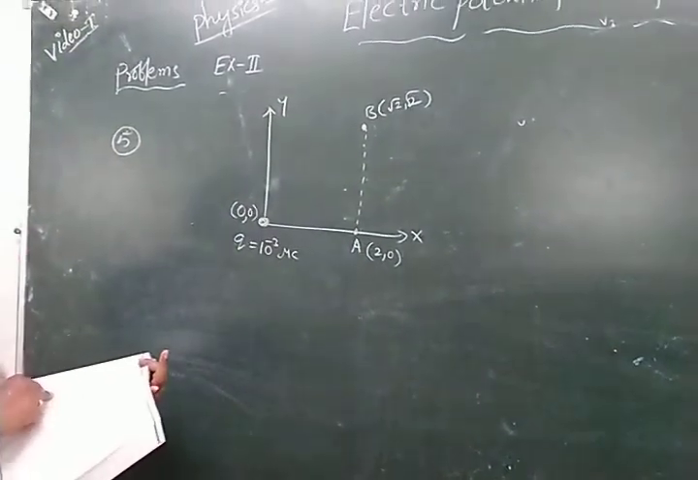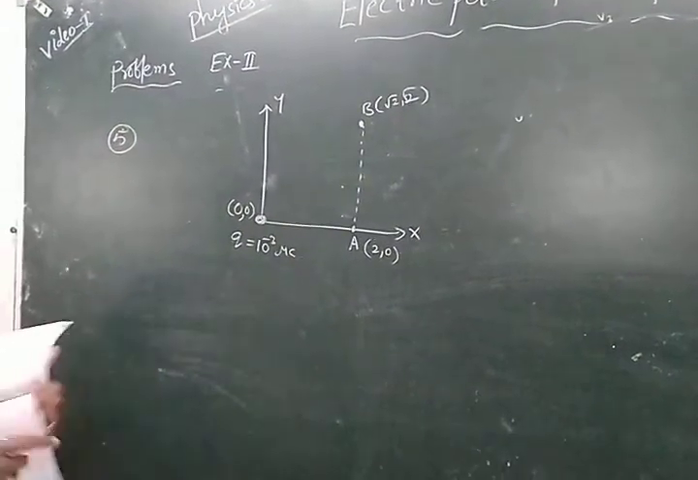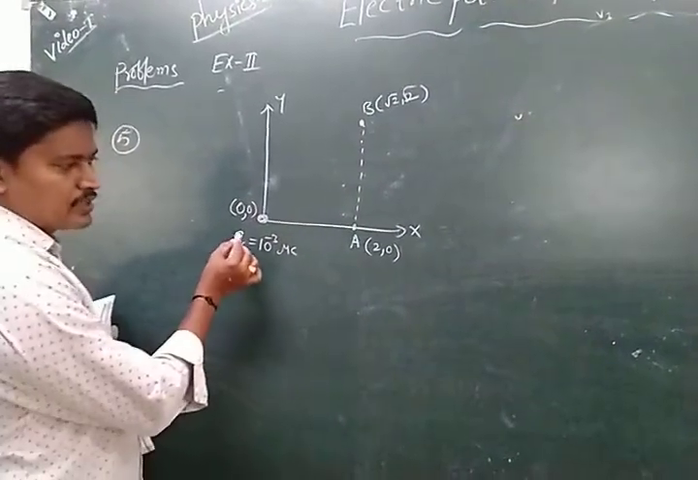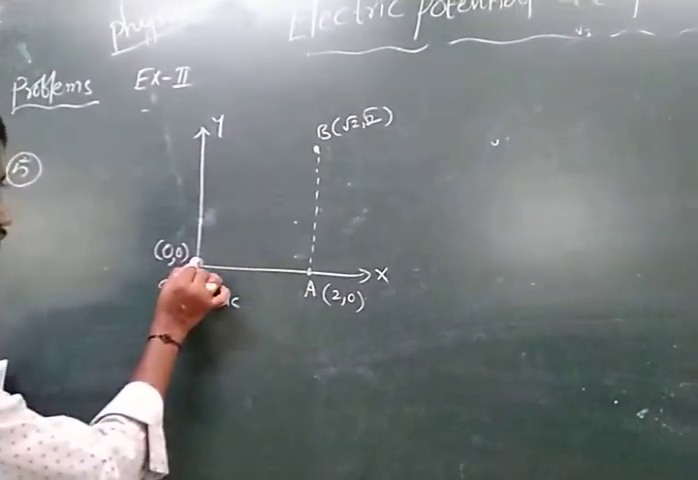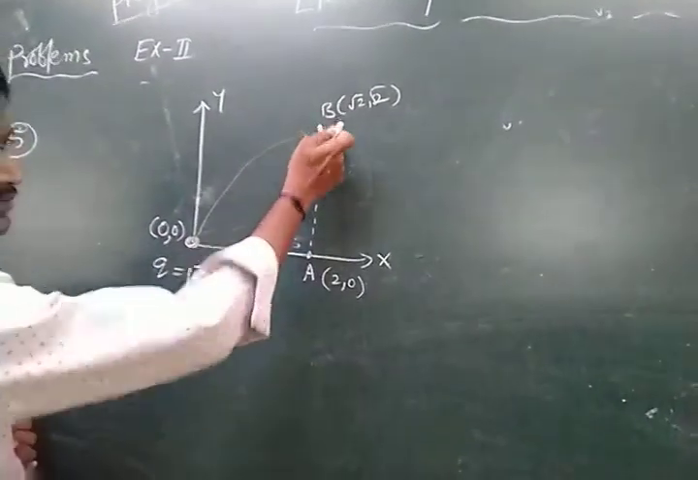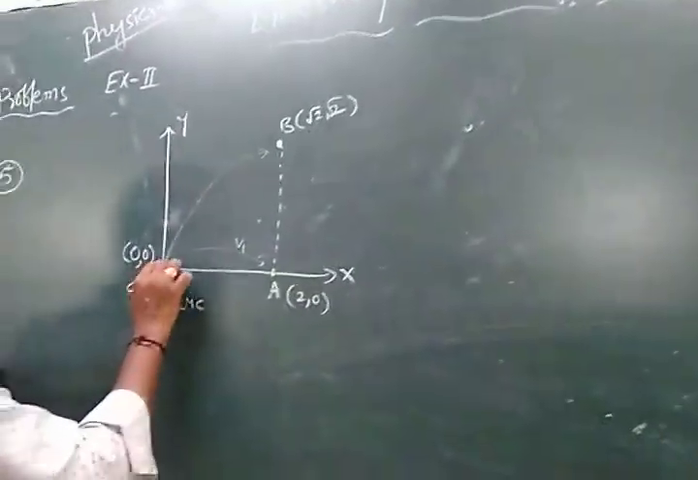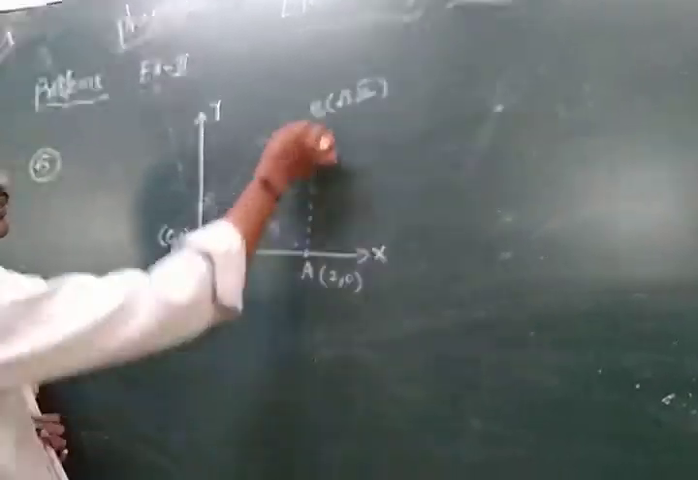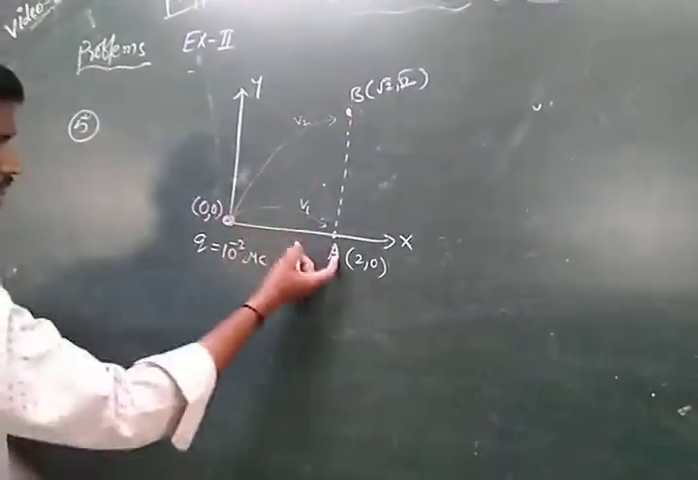Okay. Next question is, what is the potential difference between the points A and B? Potential difference is nothing but the work done to bring the charge from here to this, and the work done to bring the charge from here to this. The potential at this point is V1, and the work done to bring the charge from here to this point is V2. Therefore V1 minus V2 is the potential difference. So the potential difference value we can measure.